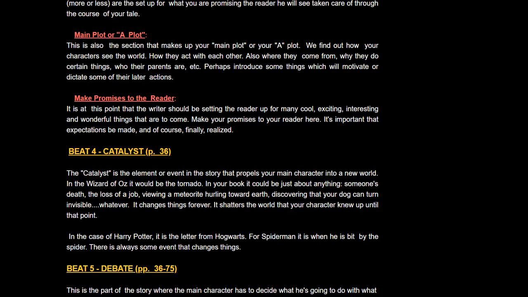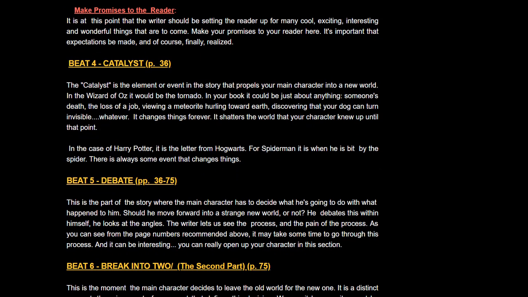Beat 4, the catalyst, around page 36. The catalyst is the element or the event in the story that propels your main character into a new world. For example, in The Wizard of Oz, it'd be the tornado. In your book, it could be just about anything. Someone's death, the loss of a job, viewing a meteorite hurling toward the earth, discovering that your dog can turn invisible, whatever. It changes things forever. It shatters the world that your character knew up until that point.